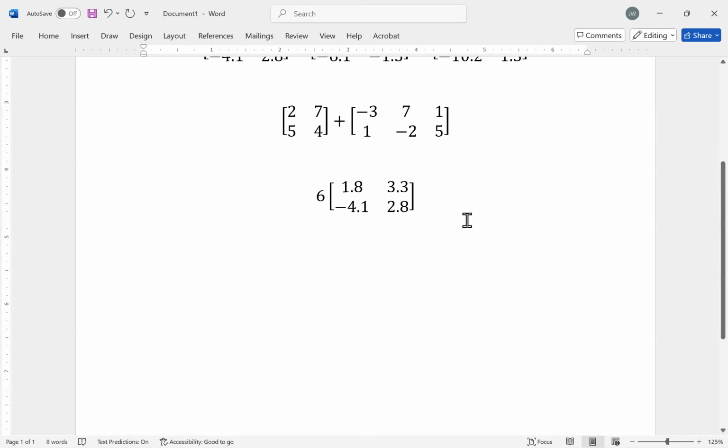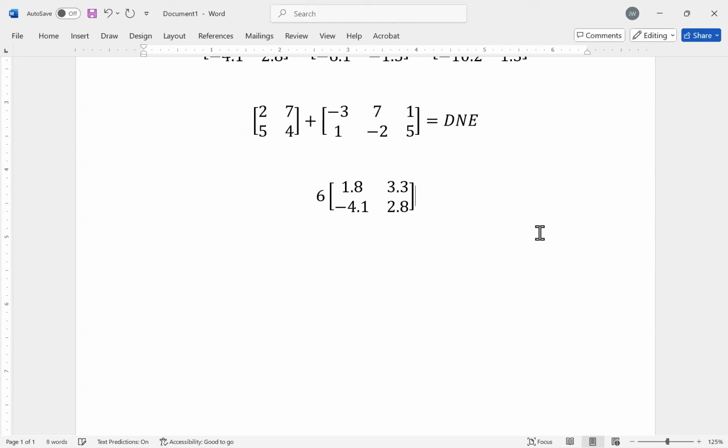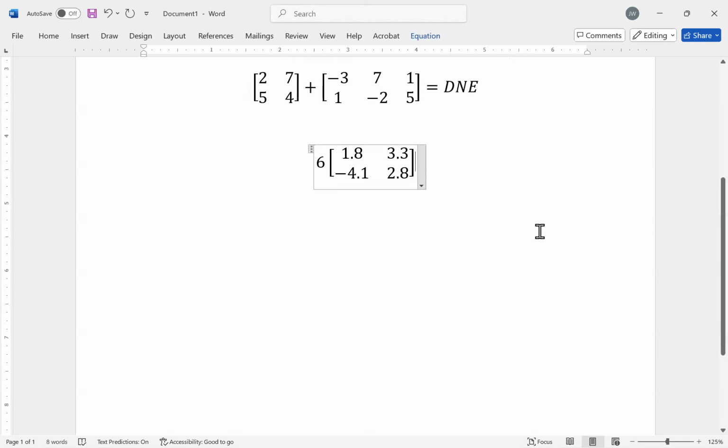For this first one, where we're supposed to add two matrices, since these do not have the same dimension, the sum of those two matrices does not exist. So one is a 2 by 2, the other is a 2 by 3. We cannot add matrices of different dimensions, so the sum there does not exist.